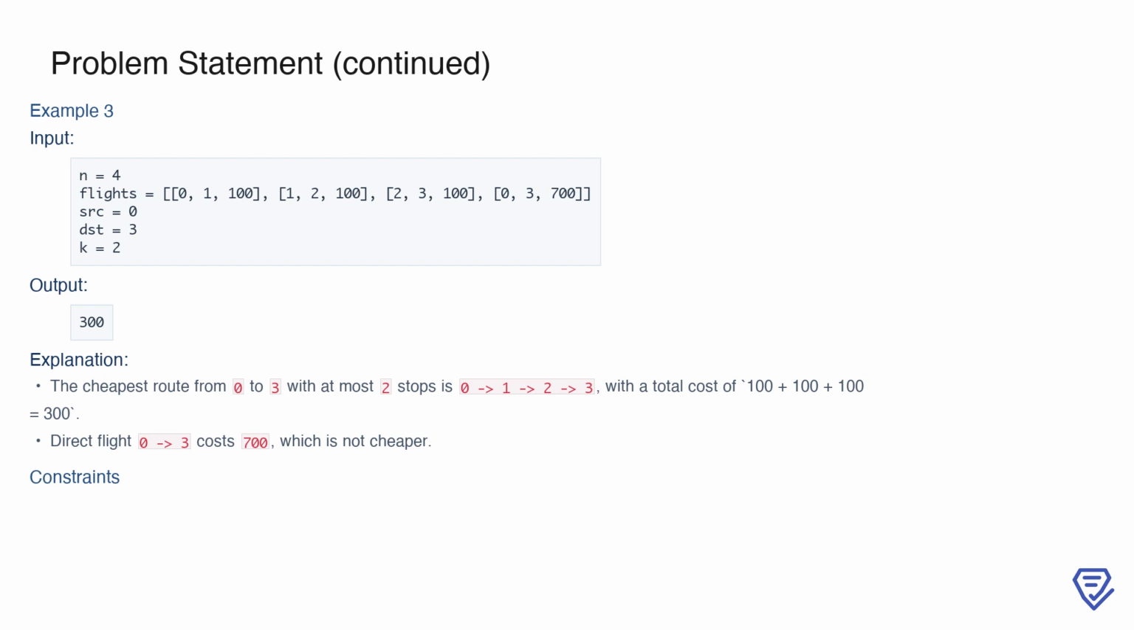In this case, the cheapest route is to take 3 flights, from city 0 to city 1, then to city 2, and finally to city 3. The total cost of this journey is 100 plus 100 plus 100, which equals 300. Although there is a direct flight from city 0 to city 3, its cost of 700 is significantly higher, making the multi-stop route the better option.